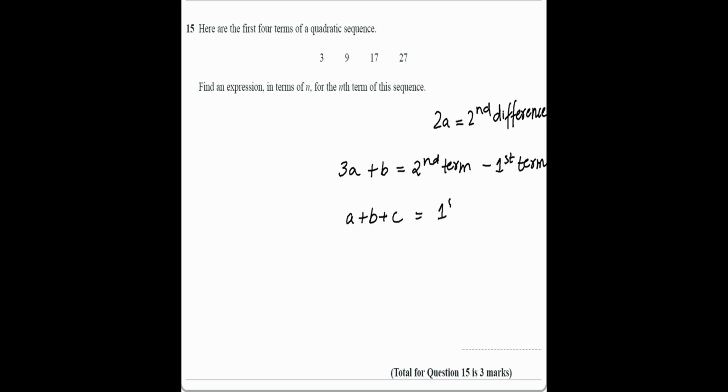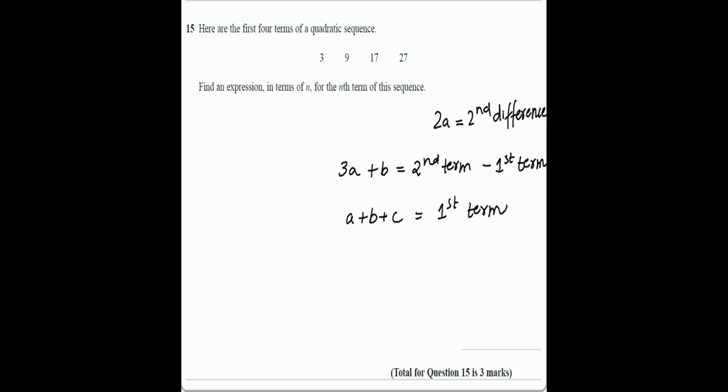Okay, to solve the quadratic sequence, we must know these three formulas: 2a equals the second difference, 3a plus b equals the second term minus the first term, and the last one is a plus b plus c equals the first term.